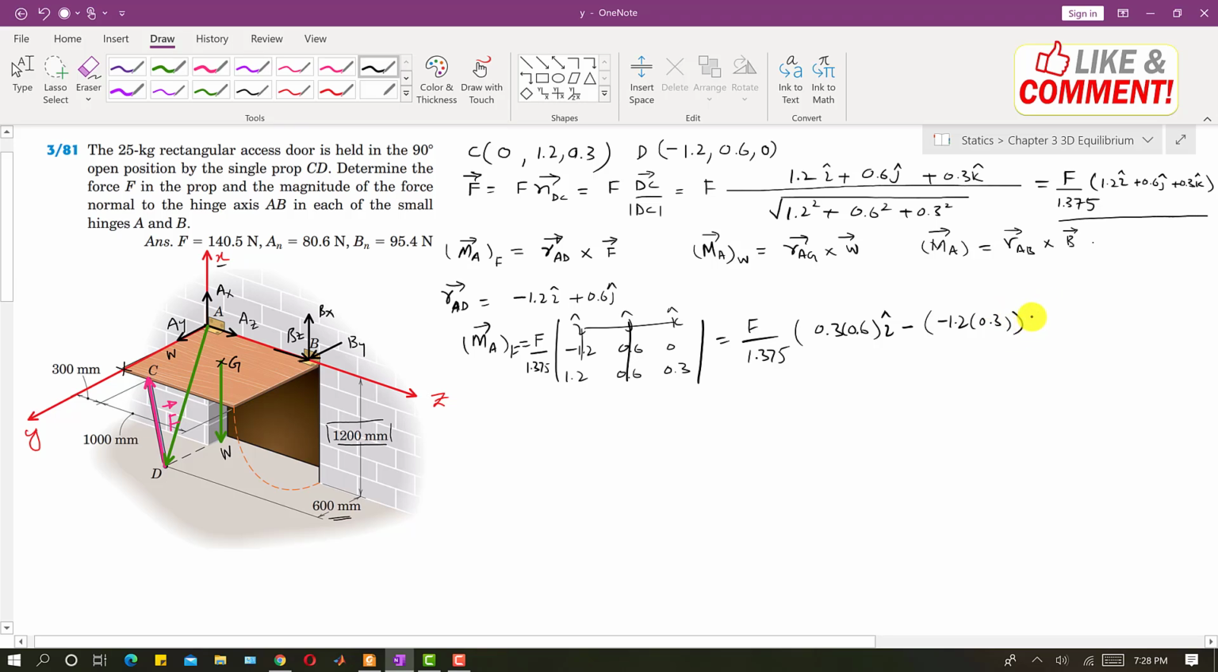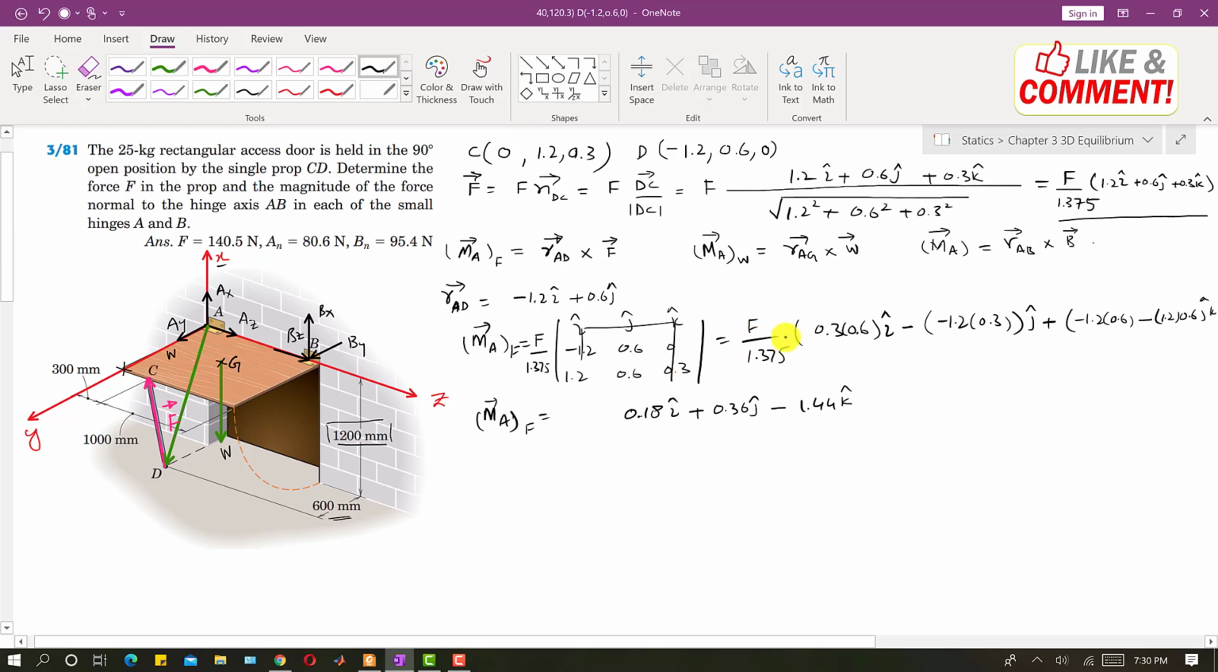So this will be j, and then we will hide this column, and then we will find the determinant of this, right? So we will write plus, and this will be minus 1.2 into 0.6, and this will be again minus, and this is 1.2 into 0.6 again, right? So, and this is k. So let me solve this first.